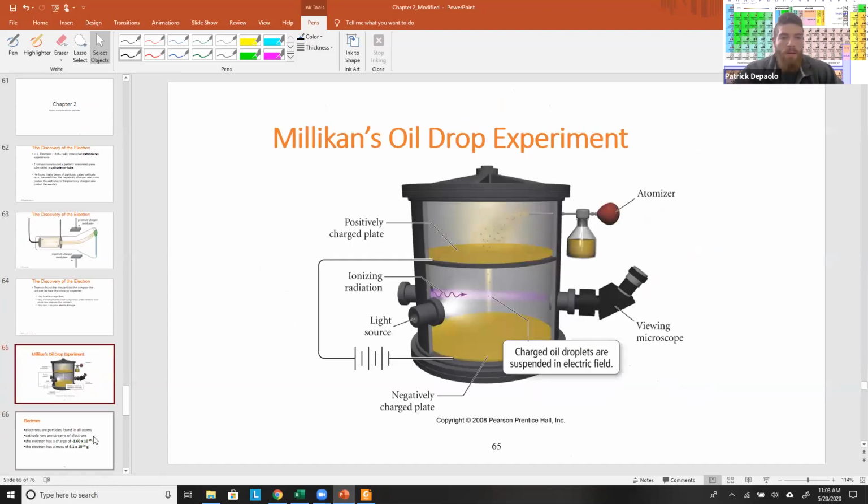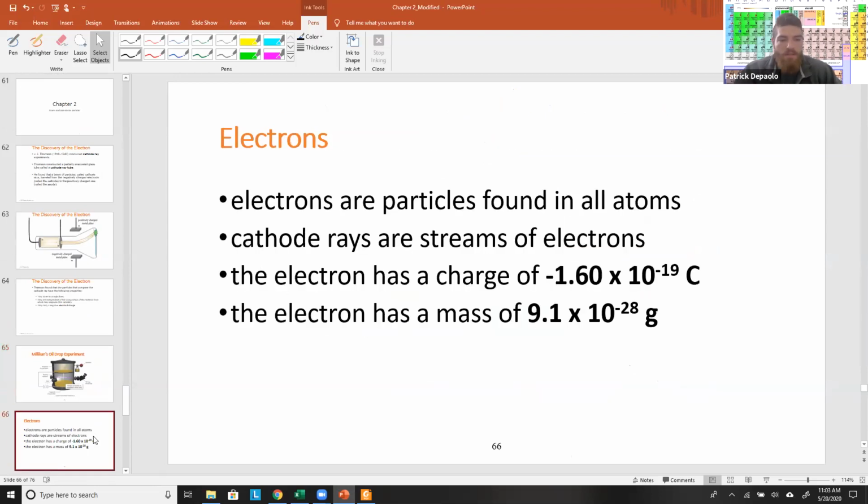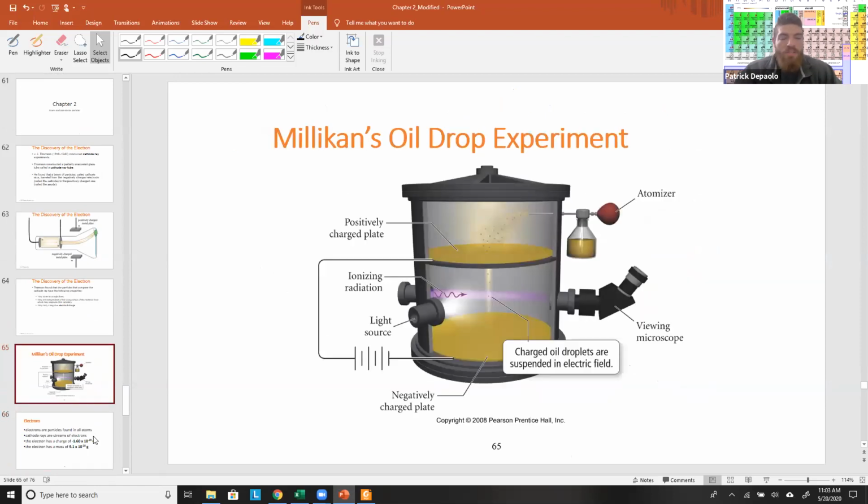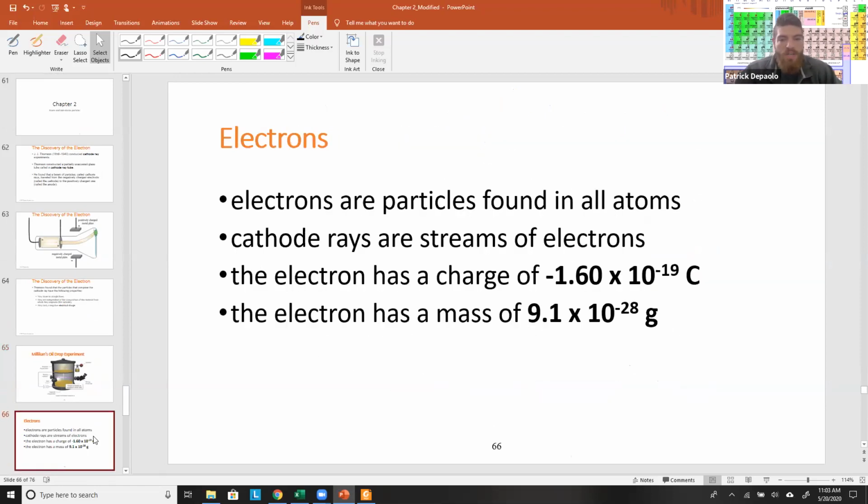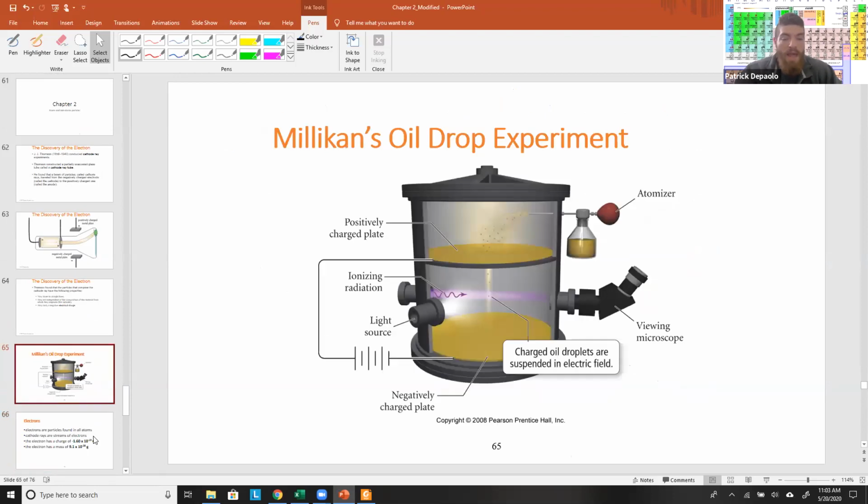Then there's Millikan's oil drop experiment, where basically it's the same thing. He did the same thing, just more complicated, and he figured out the charge and the mass. So he had a sample, then he had this pressurized thing that atomized the sample. So you have atoms in here, positively charged plate.